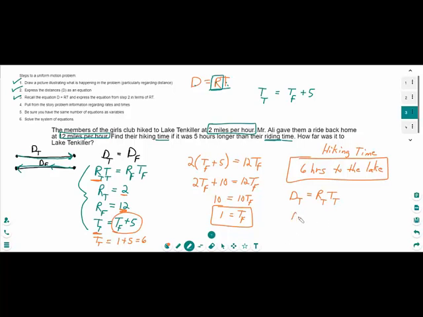And we know that the rate to the lake was 2 miles per hour. Right here. Rate to the lake is 2 miles per hour. Time to the lake, we just solved for that. The time to the lake is 6 hours. So we're going to multiply that by 6. And that would mean that the distance to the lake is, maybe I should put some units here, 12 miles. That would be the distance to the lake. So it took them 6 hours to get there, and they traveled 12 miles. And that answers all the questions that they want to know.